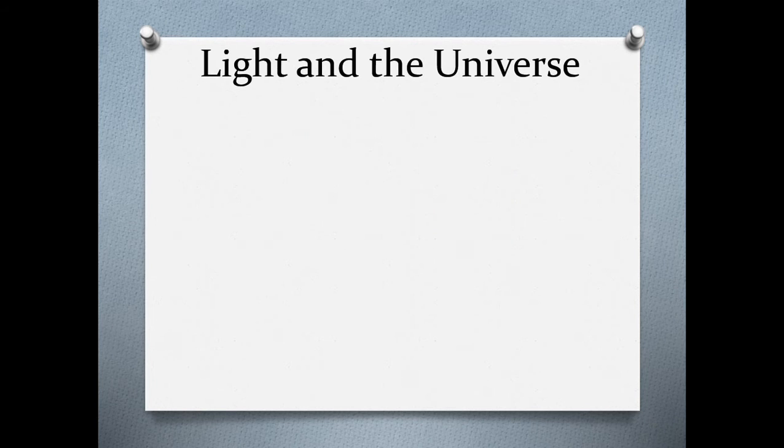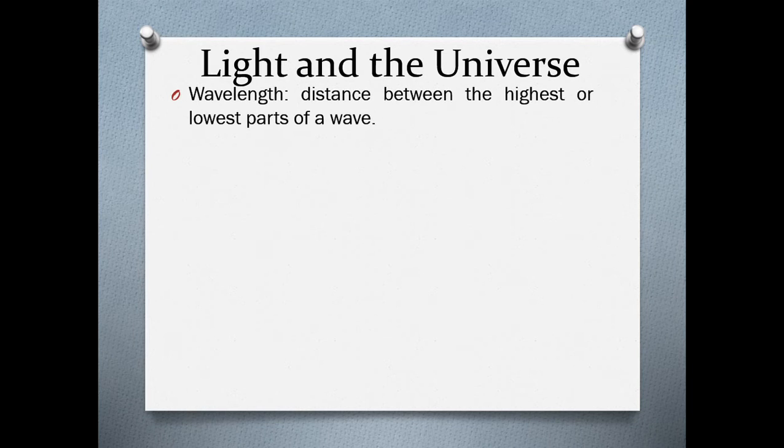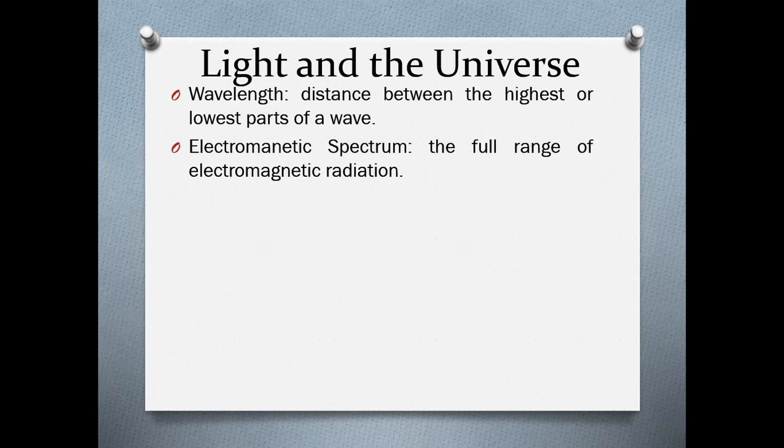Okay, so the topic we're going to study this week is light and the universe. There are some important terms that we have to analyze before we start with everything. The first one is wavelength, and it is the distance between the highest or lowest parts of a wave. Do not worry, I'm going to show you in a picture just in a while. We also have to analyze the electromagnetic spectrum, the full range of electromagnetic radiation.